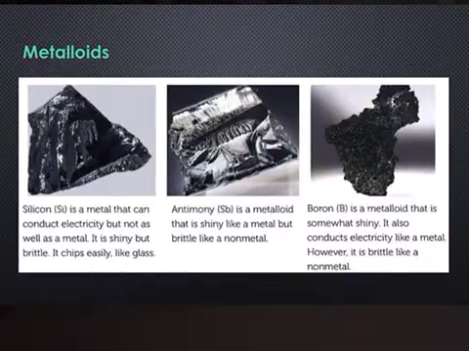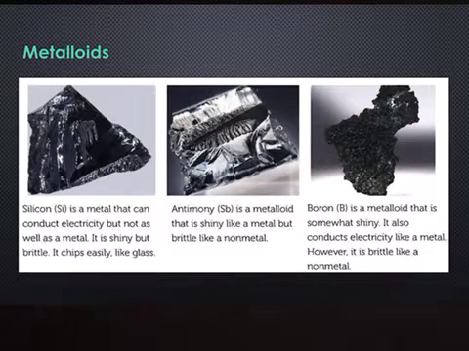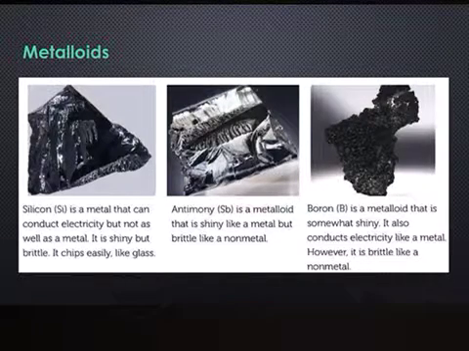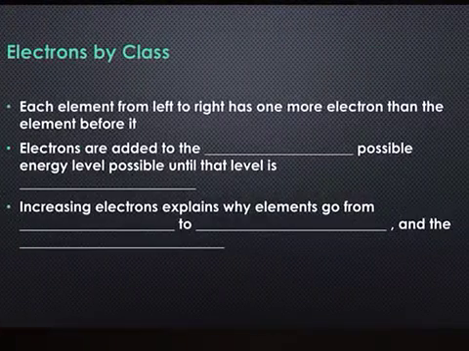So there's your examples. There's silicon. It can conduct electricity, but not as well as a metal. It's shiny, but brittle. It chips easily, kind of like glass. Antimony is another metalloid, shiny like a metal, but it's brittle. And then boron is a metalloid, somewhat shiny. It also conducts electricity like a metal. However, it is also brittle. And so there's your examples of metalloids.